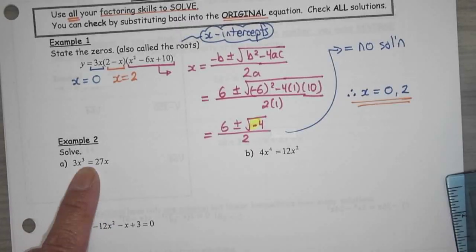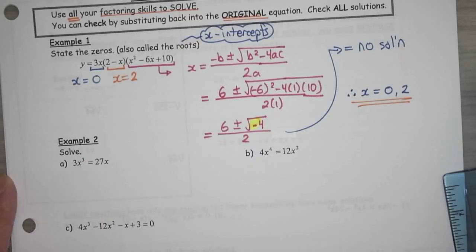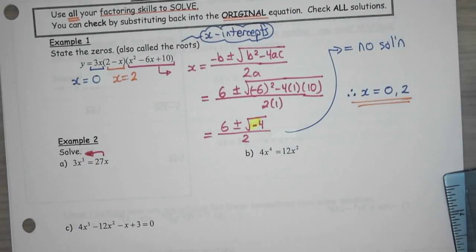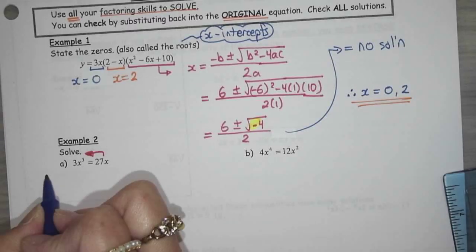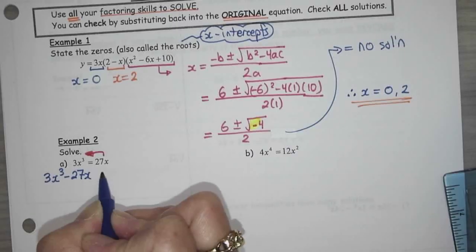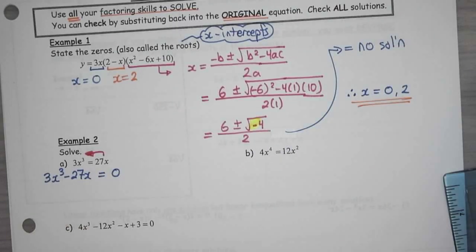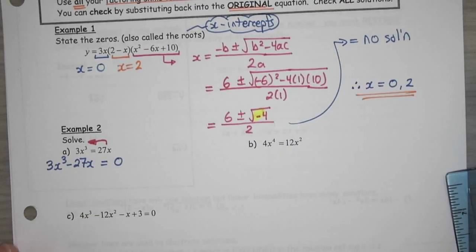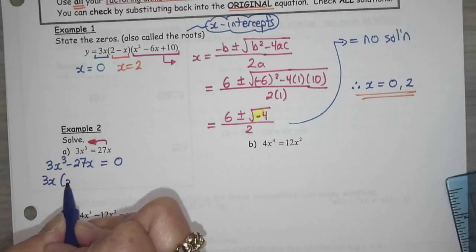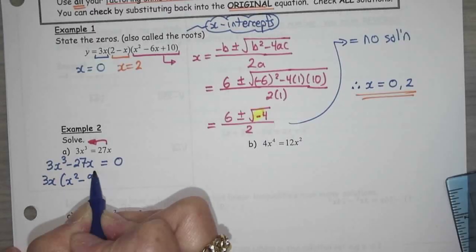So for this one here, we are going to take this over to the left side, and I'm going to explain some stuff after that, but let's do this first. So we're going to do it like this. We're going to bring that over to one side. So we're going to go 3x cubed minus 27x equals 0. Okay, we are going to take a 3x out, and then we're going to go x squared minus 9.